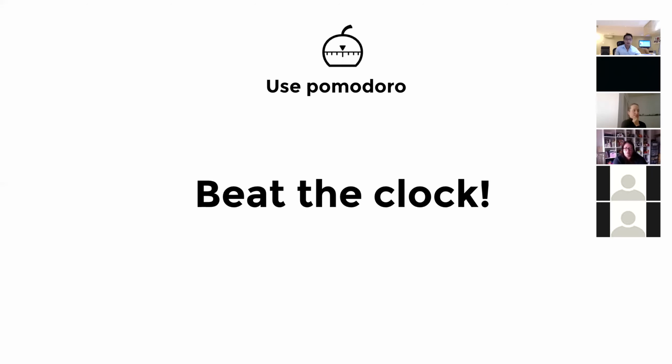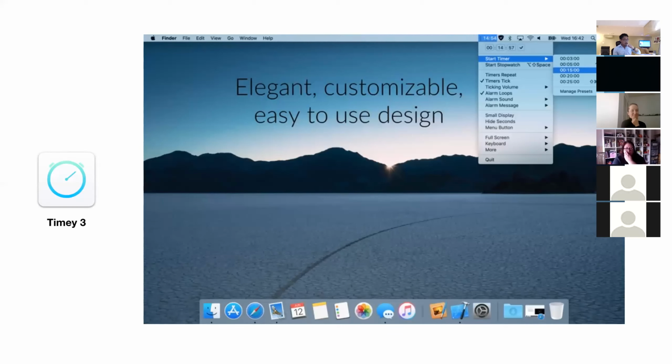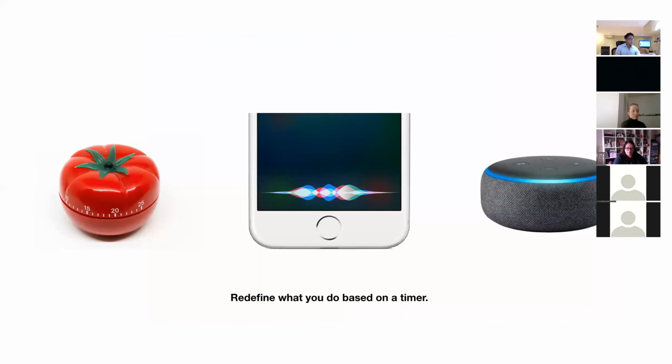It's called beat the clock. Now, how many of you actually use a timer or clock? So I use the 25 minutes technique. I work 25 minutes and then take a 5-minute break, and then 25 minutes and 5-minute break. That's how I work. And there are lots of tools. I use one called Timey3. It's not iOS, it's a Mac application. It's very simple, and you can set the time, in my case, 25 minutes. And that's it.